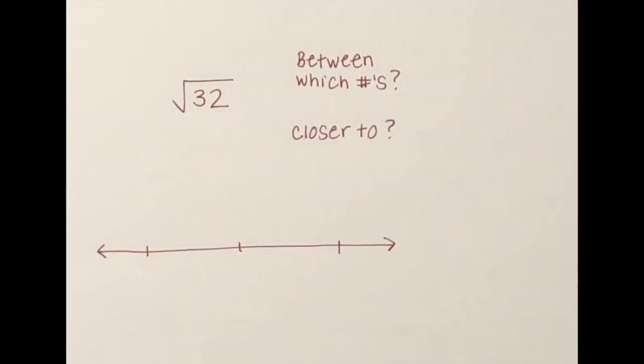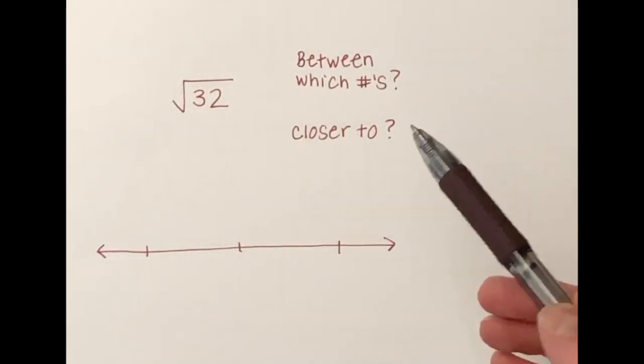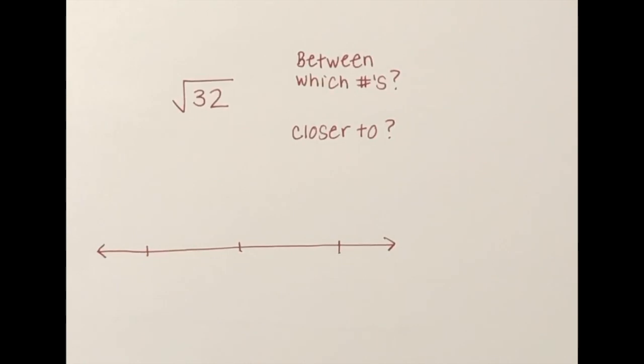Like everything else in math, practice makes perfect. So let's look at another example. The square root of 32. So we have two questions to answer. Between which numbers is the square root of 32 on this number line? And of those two numbers, which one is it closer to?